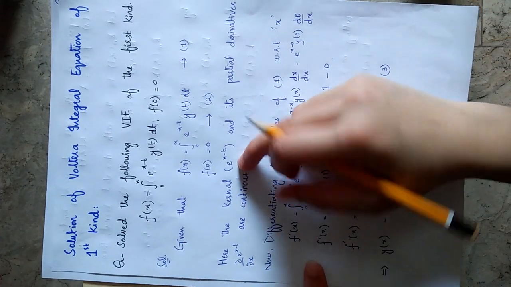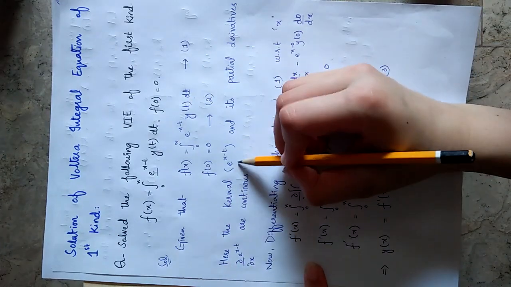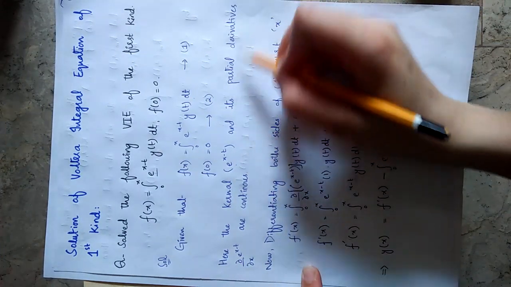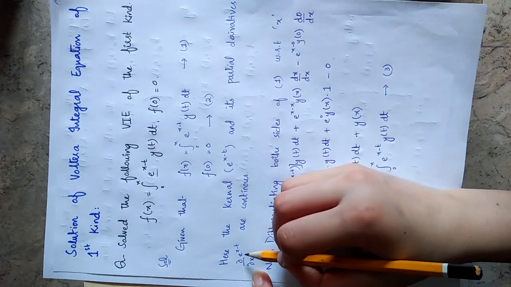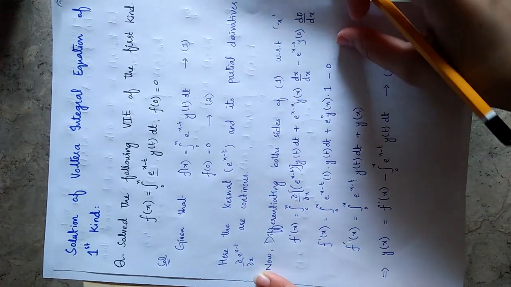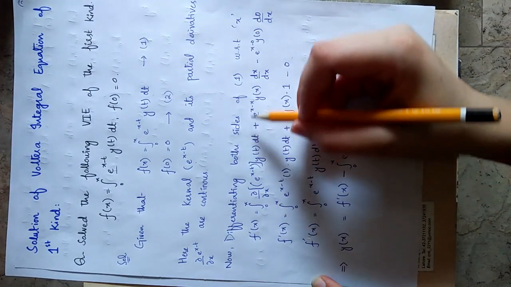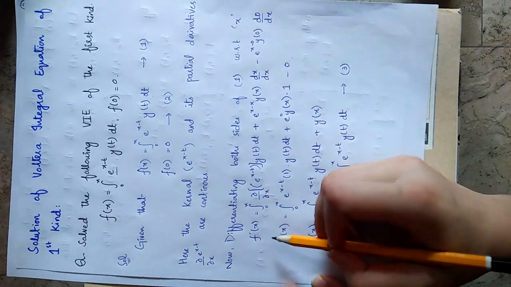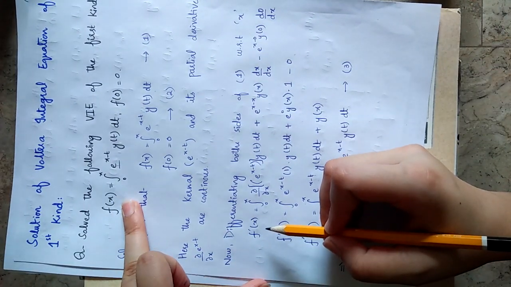Here the kernel is e^(x-t), and its partial derivative with respect to x, e^(x-t), are continuous. Now differentiating both sides of equation 1 with respect to x.